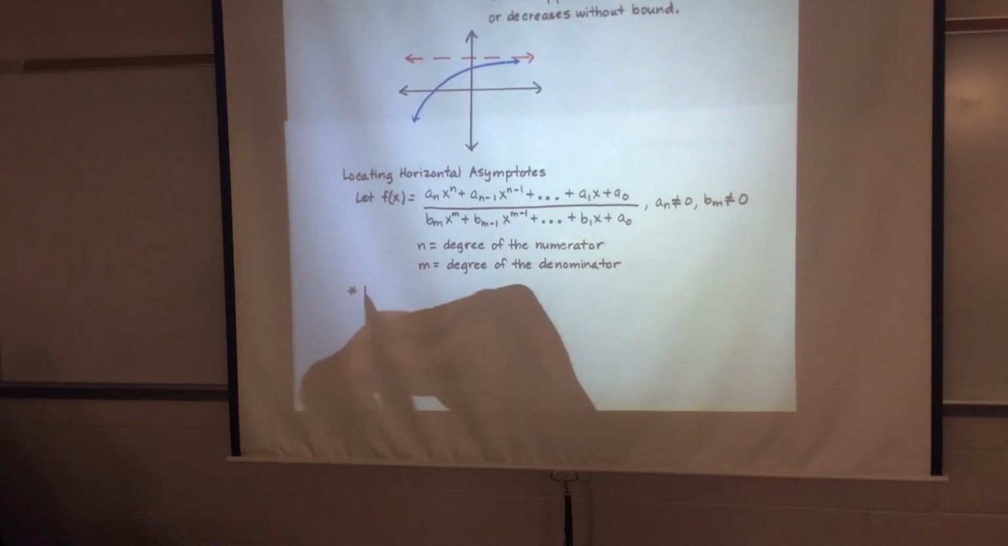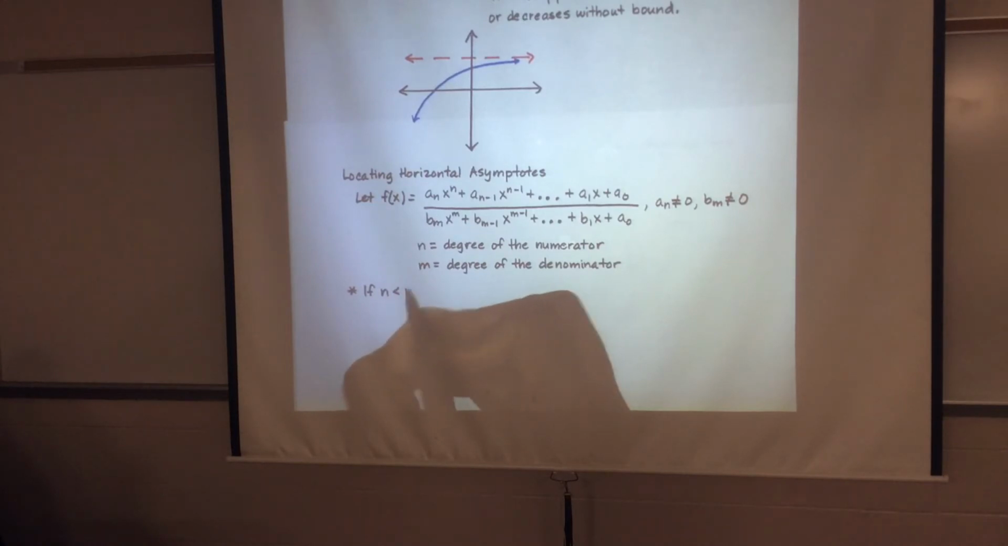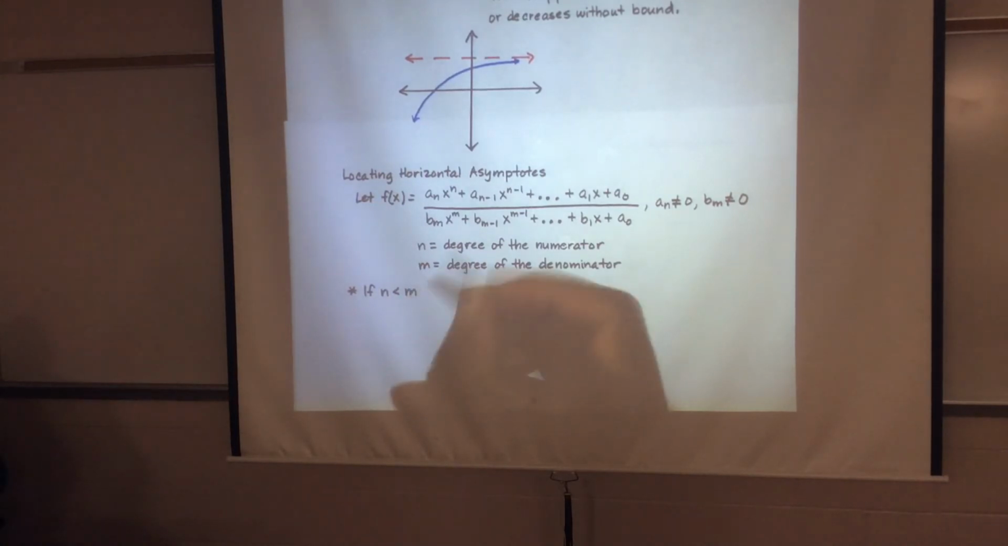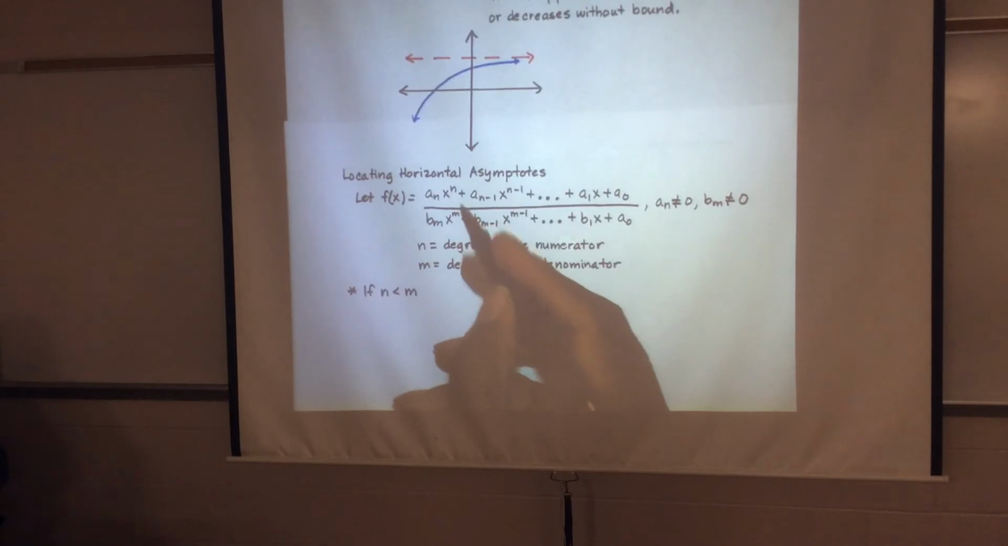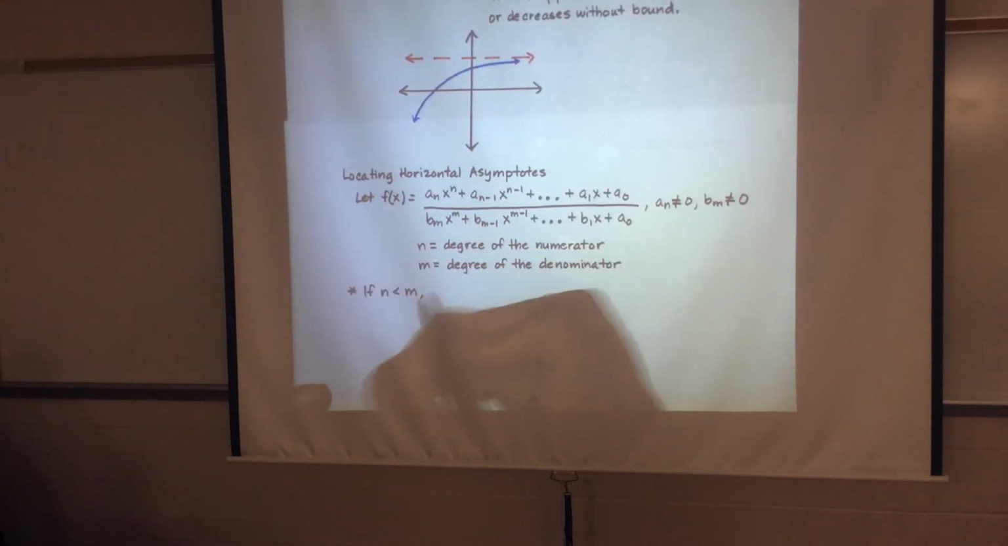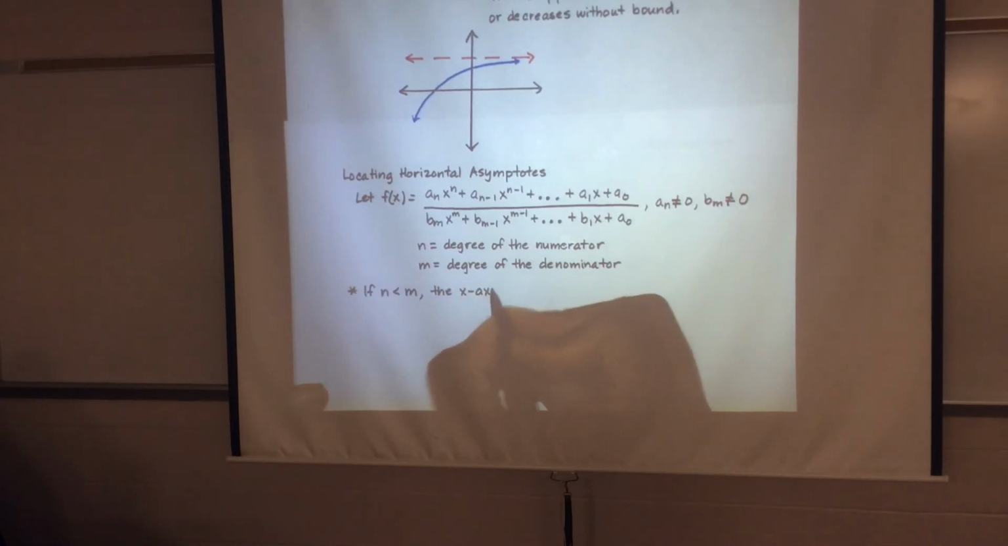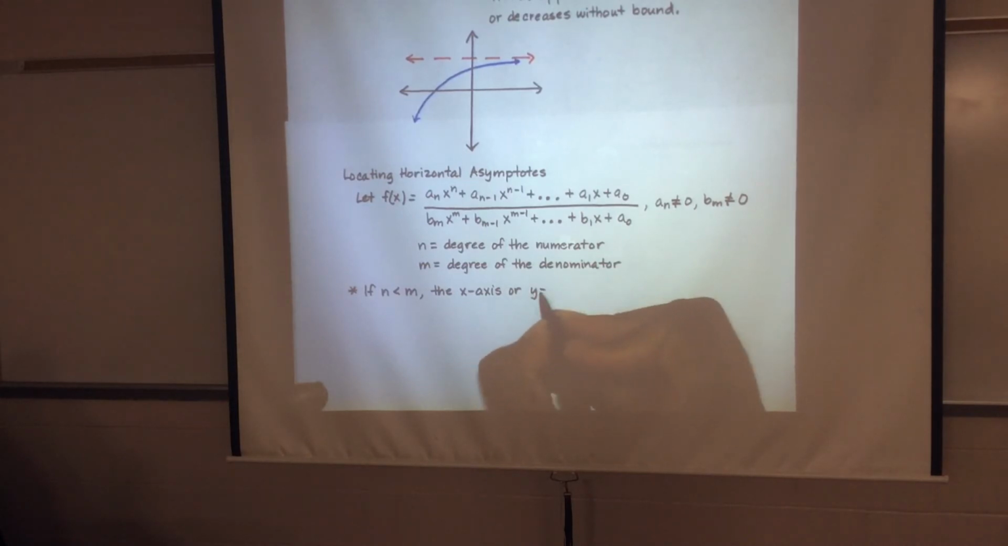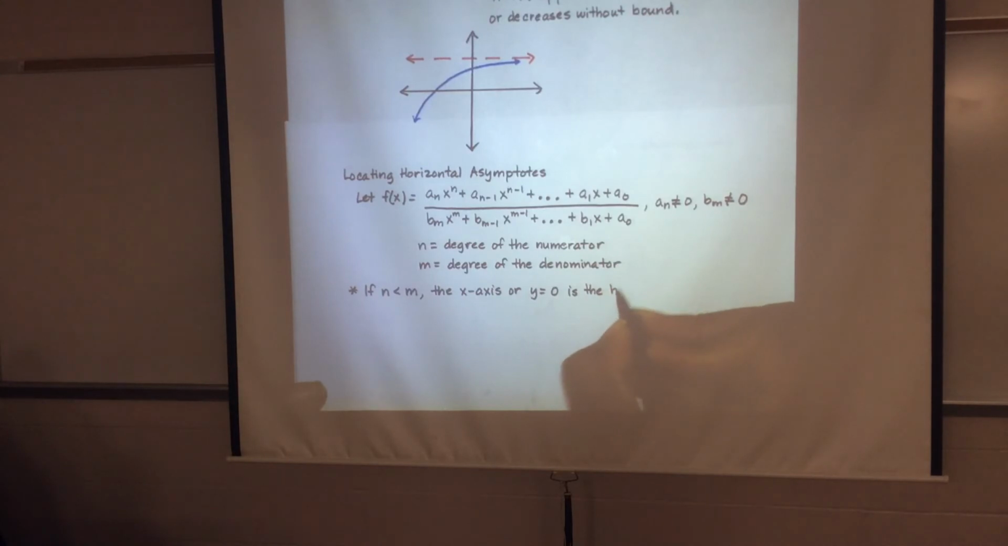Now, if n is less than m, if the highest exponent in the numerator is less than the highest exponent in the denominator, that means the x-axis, or the equation y equals 0, is the horizontal asymptote.